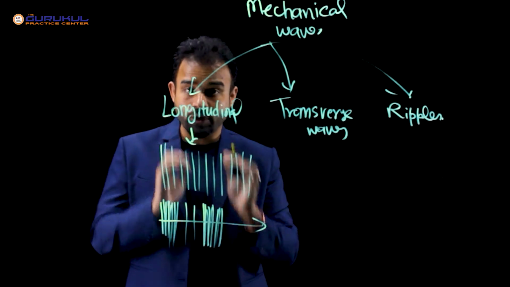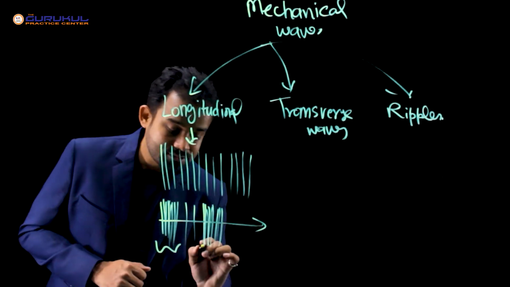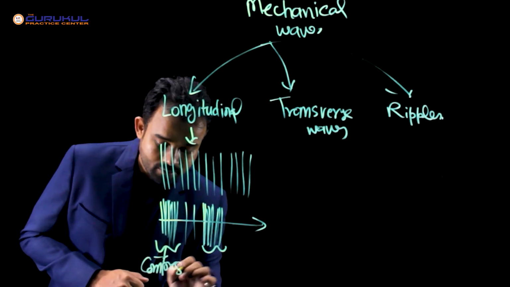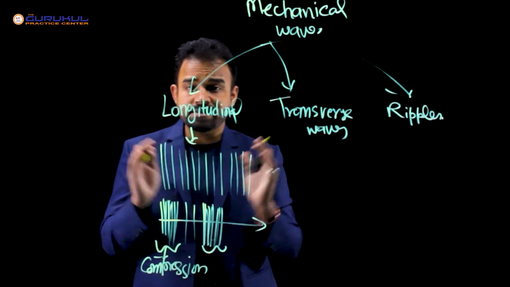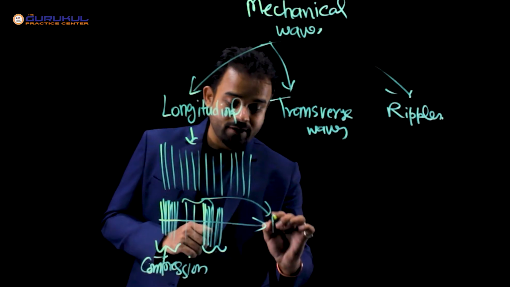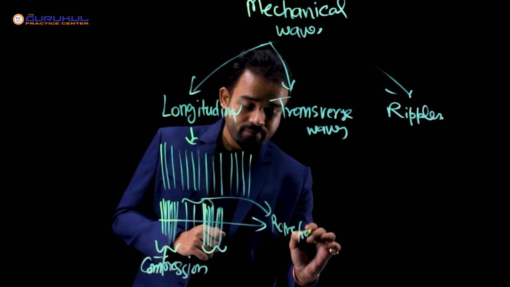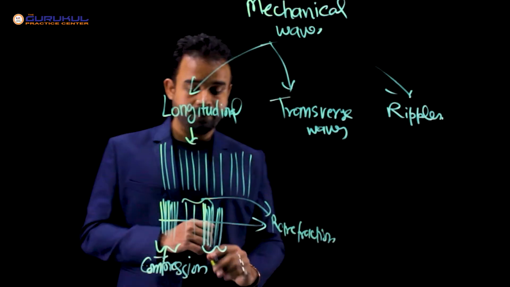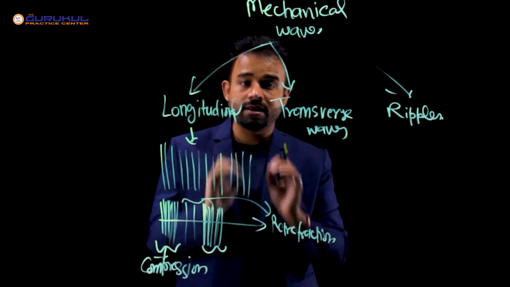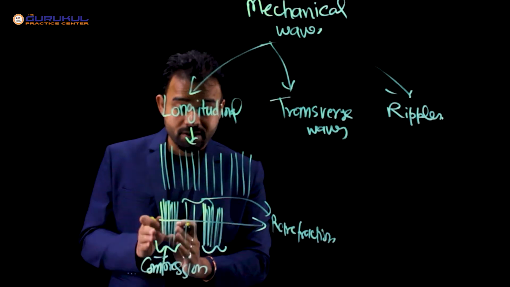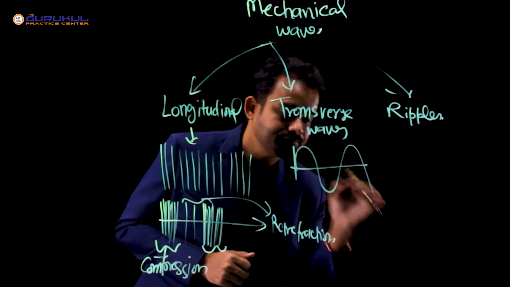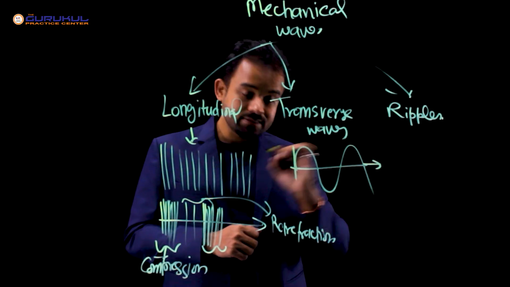So these waves will travel longitudinally by making this kind of structure, and this is known as compression, where the particles are very near, where the pressure is high, and this region is known as rarefaction. So longitudinal waves are the waves which travel longitudinally, or lengthwise, or in a straight line, by making compressions and rarefactions.